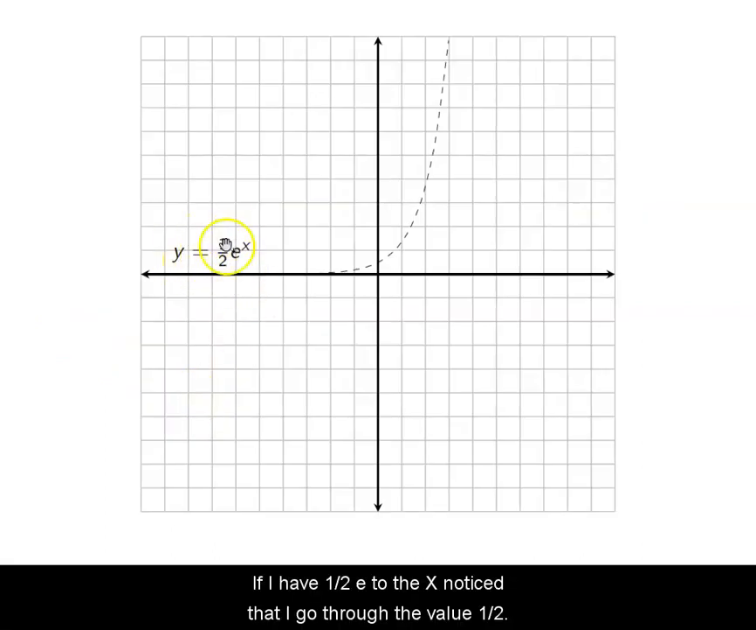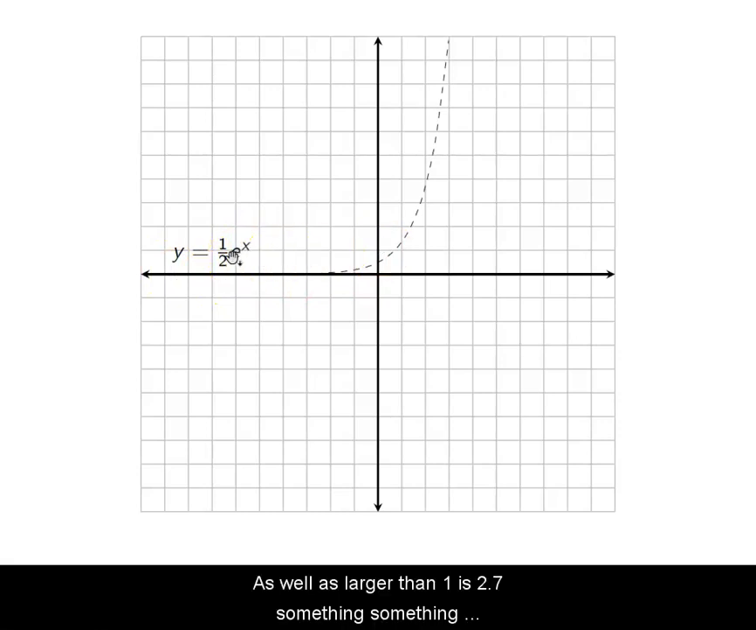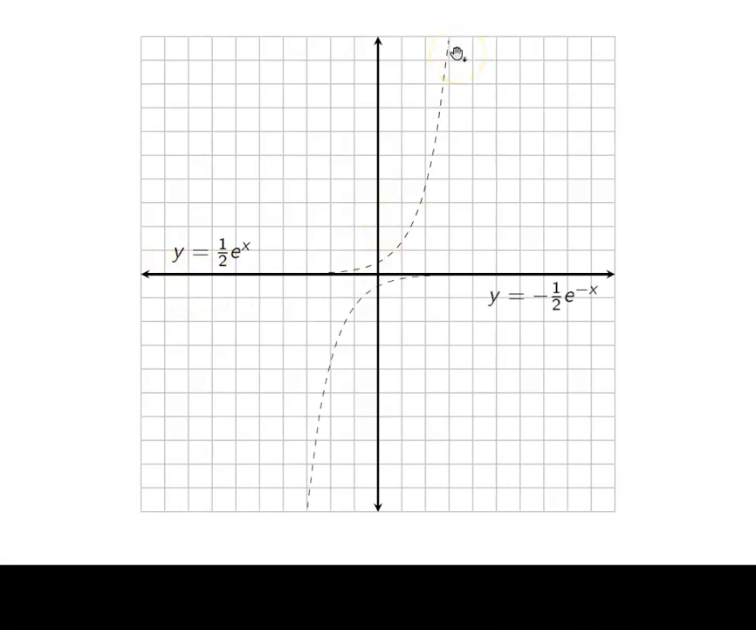So if I have 1/2 e to the x, notice that I go through the value 1/2, and it's a growing function because the exponent is positive. It's not negative. And e is larger than 1, it's 2.7 something, so it's an exponential growth situation. Then negative 1/2 e to the negative x. So we have some transformations here. The negative 1/2 is going to flip over the x-axis, and the negative x portion is going to rotate us across the y-axis. So we're flipping over the x-axis and across the y-axis. So it looks like this.